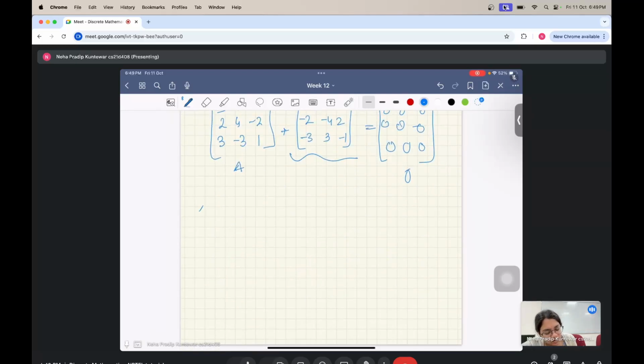So this is indeed a group, and like earlier we know it's a commutative group because A plus B in case of matrices is the same as B plus A. So it's an abelian group.